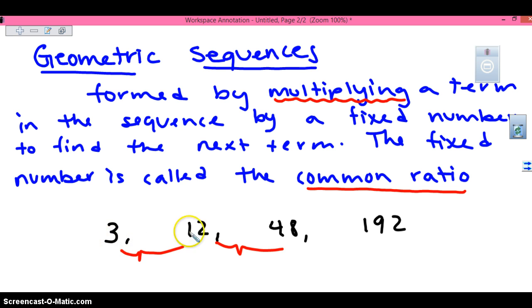Can I multiply 3 times something to get 12? Times 4. So if I multiply 12 times 4, do I get 48? If I multiply 48 times 4, do I get 192? So this is a geometric sequence because we are multiplying each term times a fixed number to get the next term. And the fixed number right here, 4, would be the common ratio.